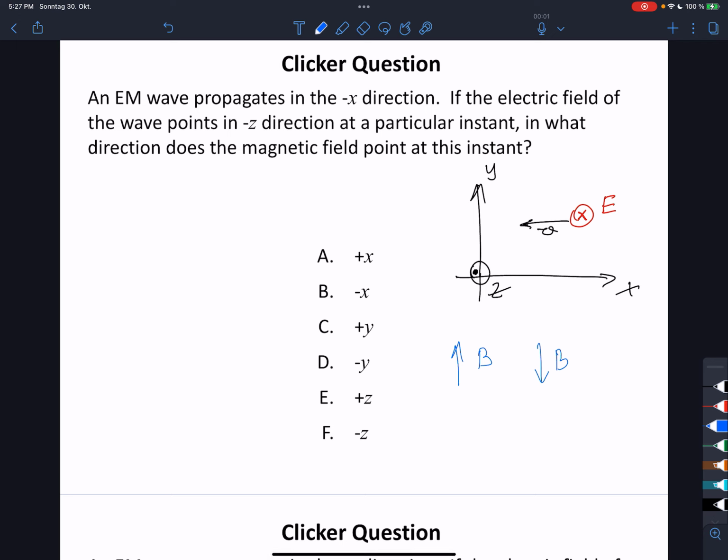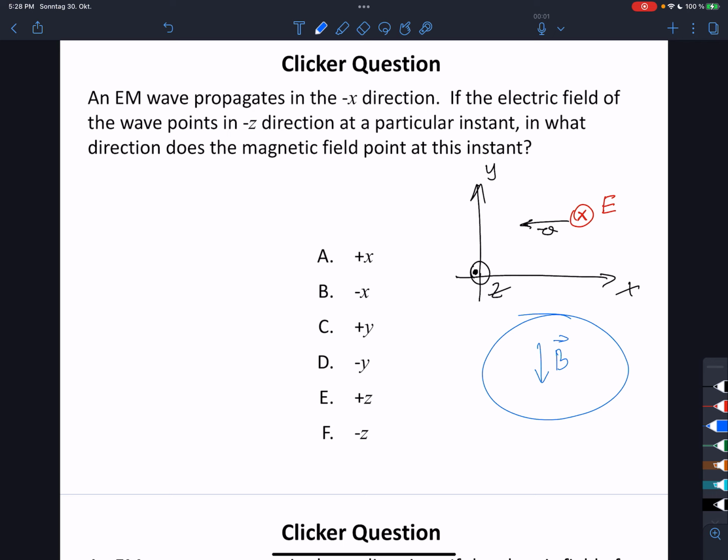Okay, it has to be perpendicular again to E and V at the same time. Both of these candidates are perpendicular to V and E at the same time. But now we need to select the one which would work, and for that we can try both of these directions and see that only one direction will work, and this direction is the negative y-axis.